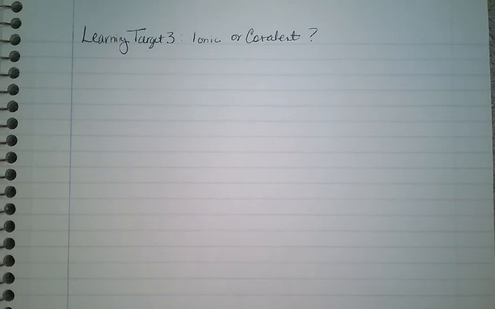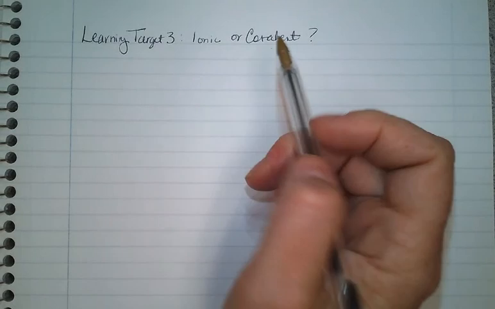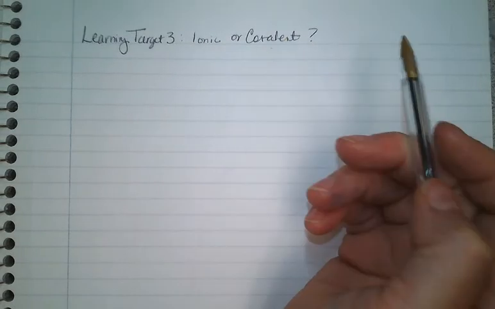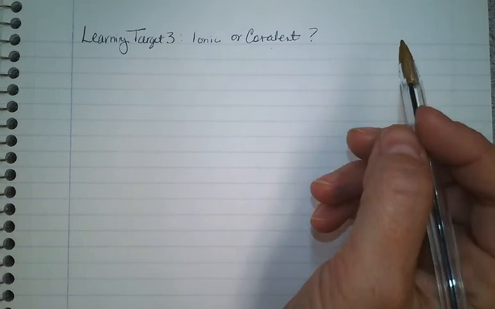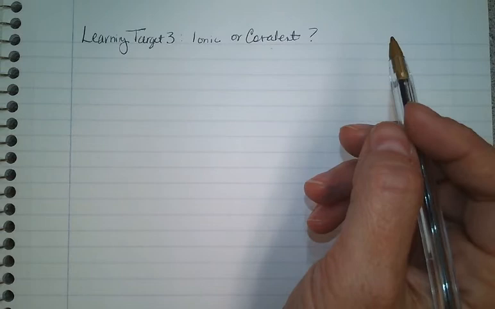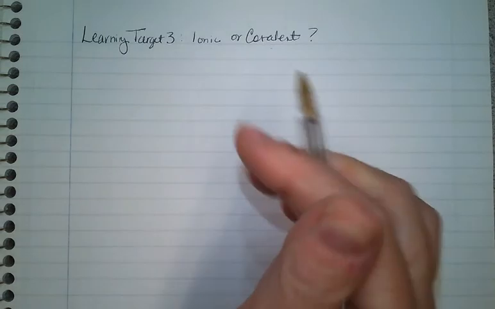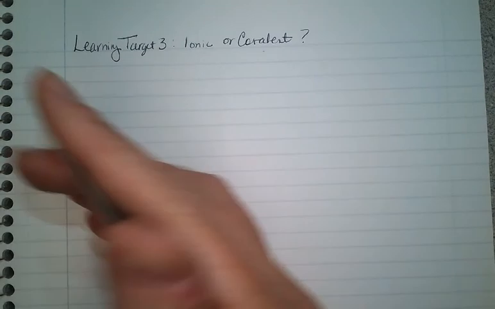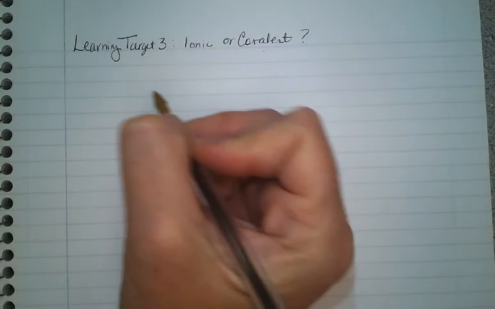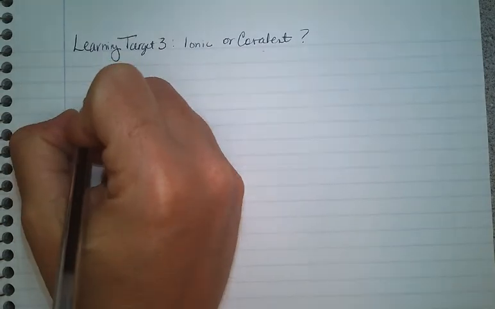All right, really quickly we're going to go over learning target 3, and this is just the target to see if you can tell the difference between ionic and covalent bonds when you are given some characteristics or the elements that are involved. They're super easy to understand and to remember. The first thing that we're going to look at is what they are. There's two types of bonds, ionic and covalent. The first thing that we're going to talk about is the ionic bond.